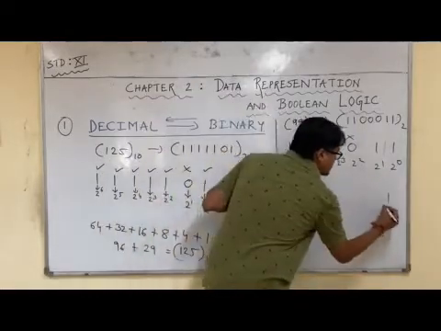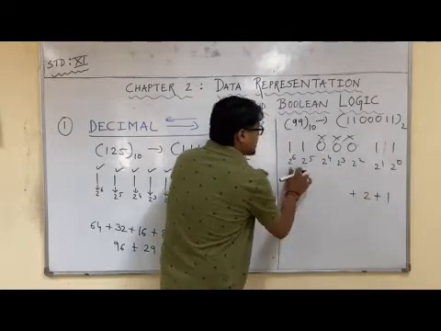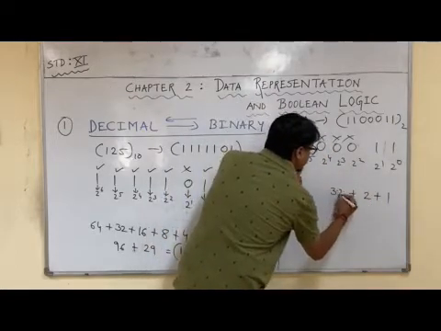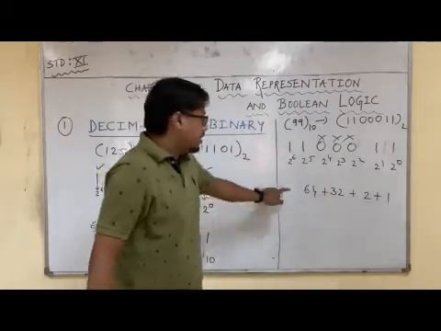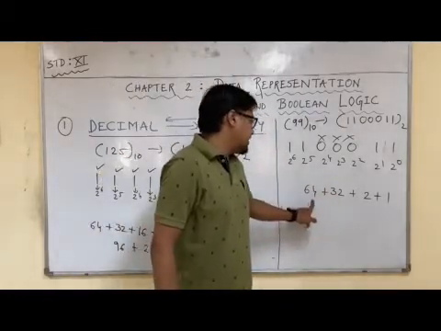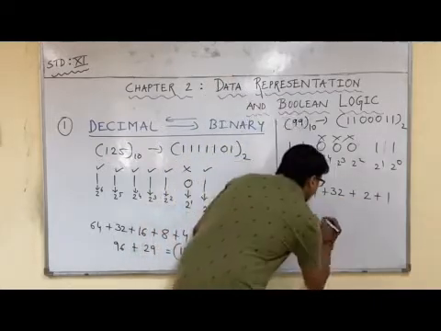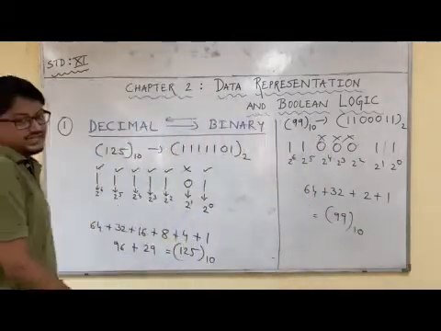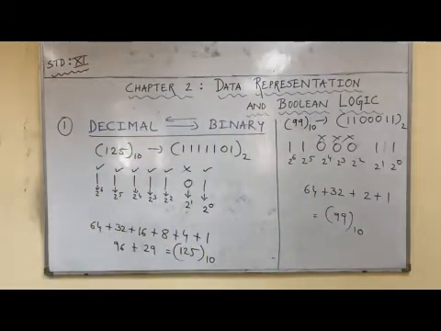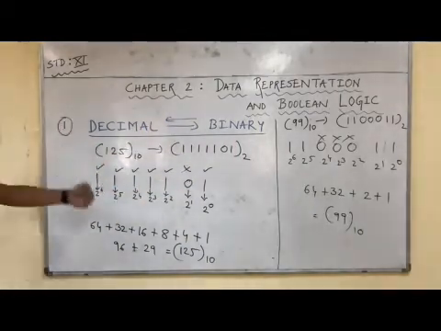2 to the power 0 is 1, 2 to the power 1 is 2. We will skip this. 2 to the power 5 is 32 and 2 to the power 6 is 64. 64 plus 32, 66, 76, 86, 96 plus 2, 98 plus 1, 99. So this is our answer back in decimal. So students, this way we are converting from decimal to binary and binary to decimal.